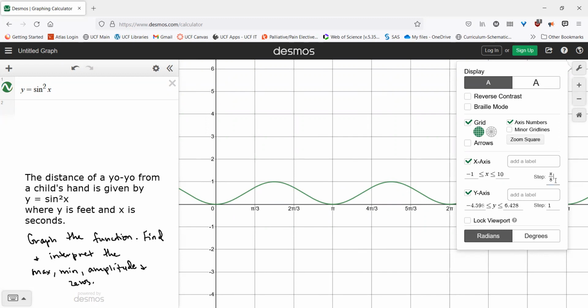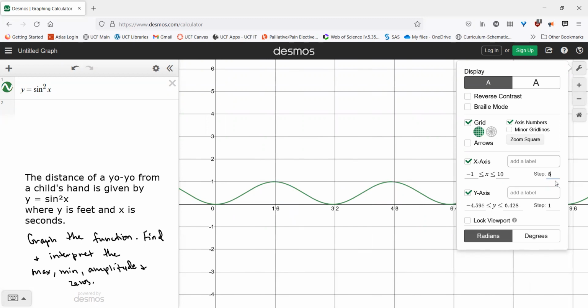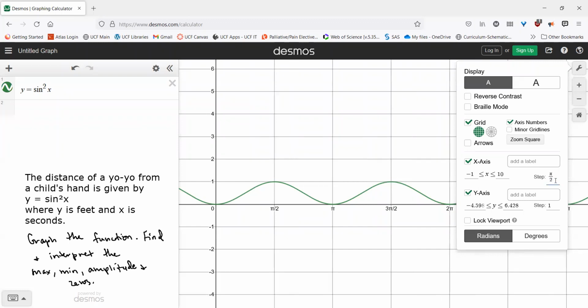This step, we can probably go to maybe pi over 2. Doesn't like me doing that. Okay, pi over 2. That looks pretty good. Pi over 2 or pi over 4 might be good. The y-axis looks pretty good. If you want, you can shrink it down a little bit, but I can see okay. So I'm going to leave it there. Okay, so these are my settings. Yours might be a little bit different, and that's okay. You just want to make sure that you can see the graph really well and that you can click on the things that you need to click on.